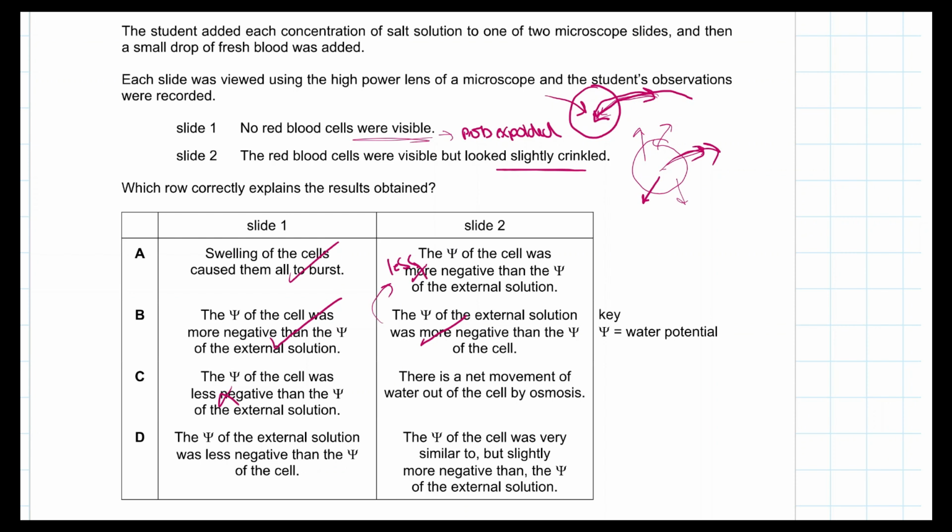cell. So, this is totally incorrect. Because the water potential of the external solution was less negative, this means that it had a lower water potential. This means that the water would go outside the red blood cell, therefore causing it to be crinkled. Therefore, this is incorrect, and the answer is going to be B.